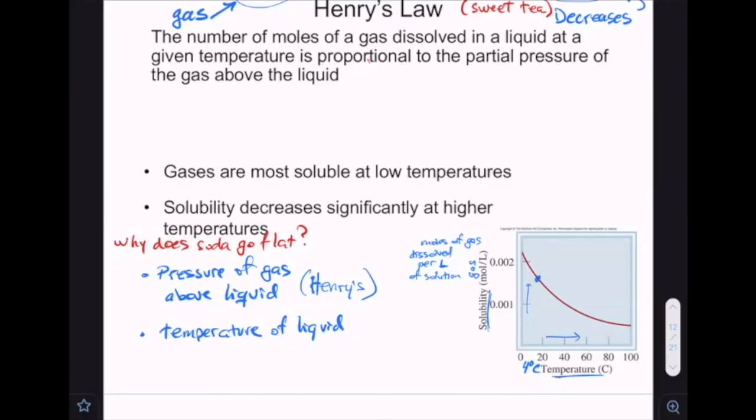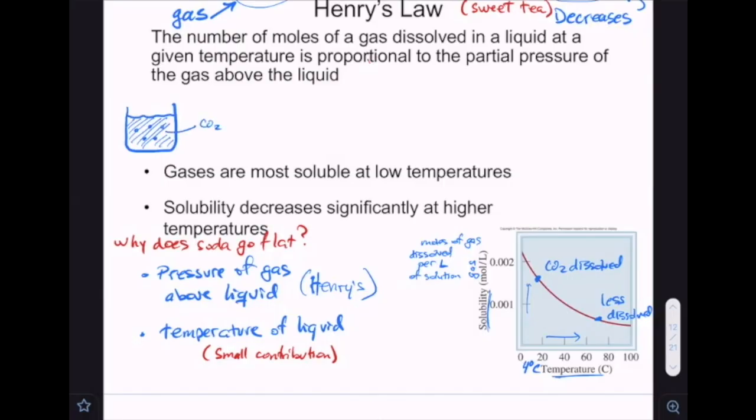So here's how much carbon dioxide was dissolved when it was cold. As it warms up, now we have less that's dissolved because of this temperature dependency. This is actually a relatively small contribution. Most of the reason that the soda goes flat over time is due to Henry's law. And that's because the pressure of the gas above the liquid has changed. And what does that mean? Pressure of the gas above the liquid. All right, so here's our liquid solution.